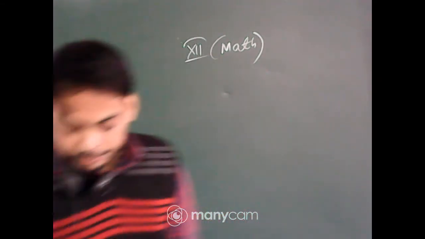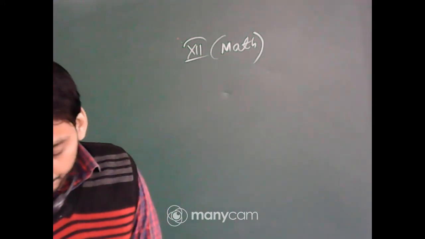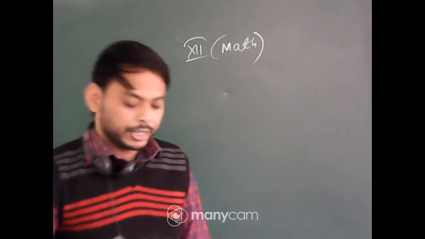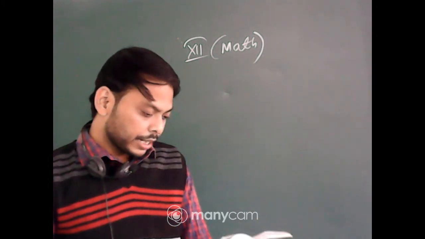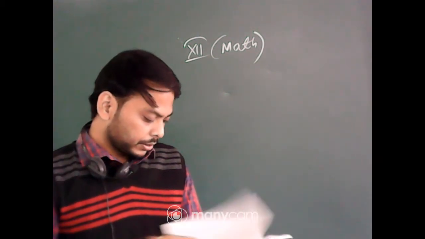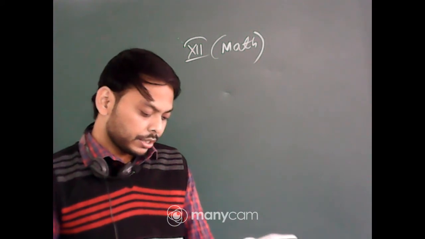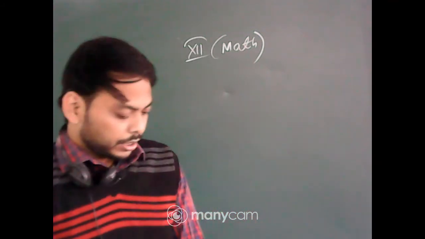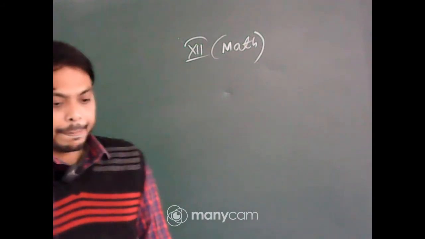You know that before the exam we have completed up to 7.6, okay, and 7.7 and 7.8, these two chapters are excluded, deducted by the CBSE, you know that. So today we'll start from 7.9. So that is definite integral. We have done indefinite integral before the exam.